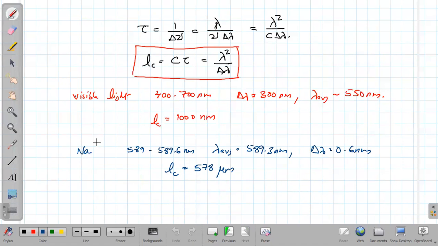Now, when you are going from sodium to mercury, again, the coherence length increases. For mercury, it is in the order of 1.2 centimeter. And if you go for a laser beam, a typical laser will have delta nu approximately 1 kilohertz, and the coherence length will come in the order of few kilometers. So it comes in the order of 300 kilometers.